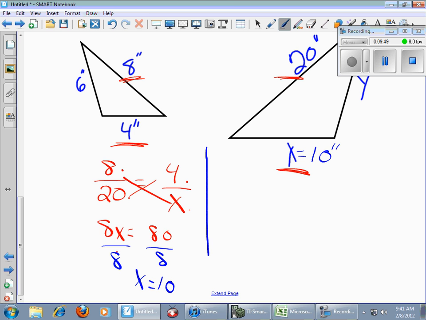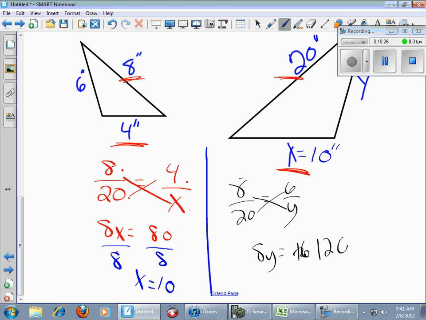All right, to solve for y, I think I'm going to do the same thing. I'm going to use the same proportion, except I will use the y and the 6. So I'll do 8 over 20, and that'll equal 6 over y. Again, I started on the left with the numerator. On the left side fraction and the right hand side fraction, I have to start with the triangle on the left. I can't mix and match. I'm going to cross multiply and get 8y, which is going to equal 120.